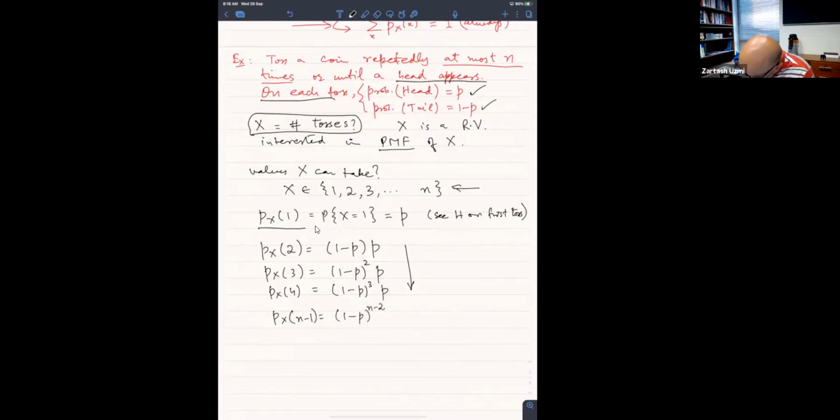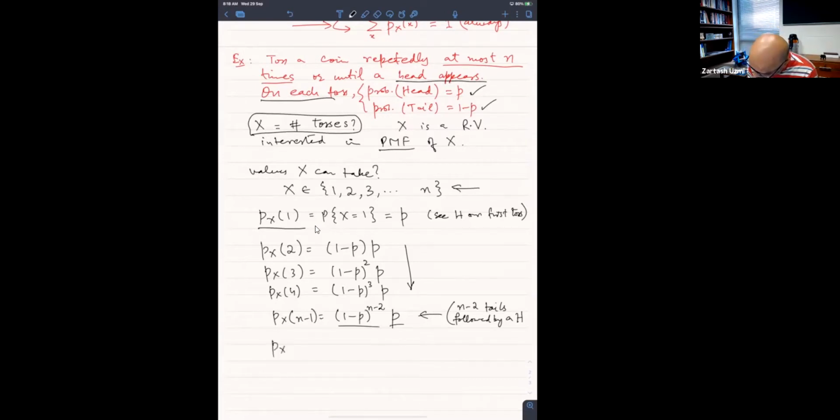ये n minus 2 की tails आ गई हैं and the nth toss is a head. So this is n minus 2 tails followed by a head.